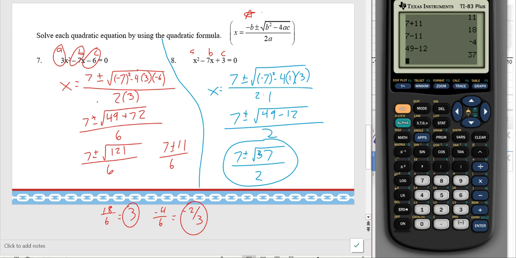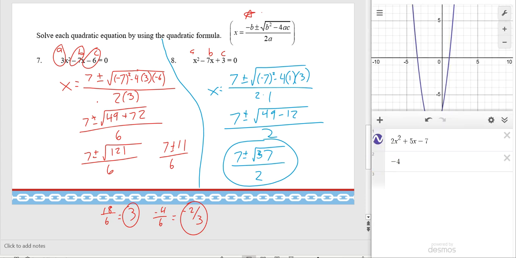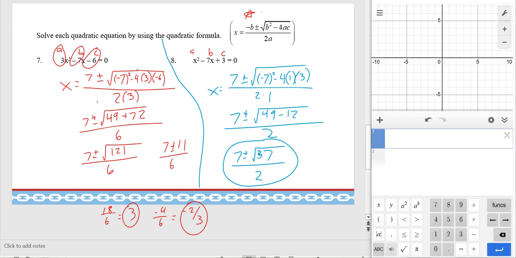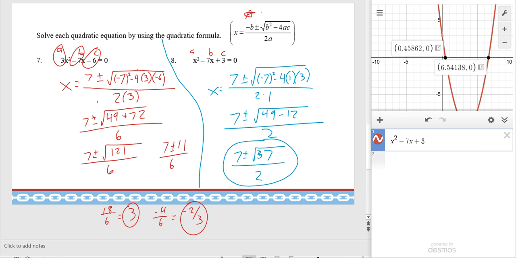Now, if I wanted to check things out with Desmos, I can. But I cannot just use Desmos to do all the work here. So 7 plus the square root of 37 divided by 2. Right? I get 6.541 and so on. I can plug that original equation into Desmos. Right? x squared minus 7x plus 3. And I should see the same results.